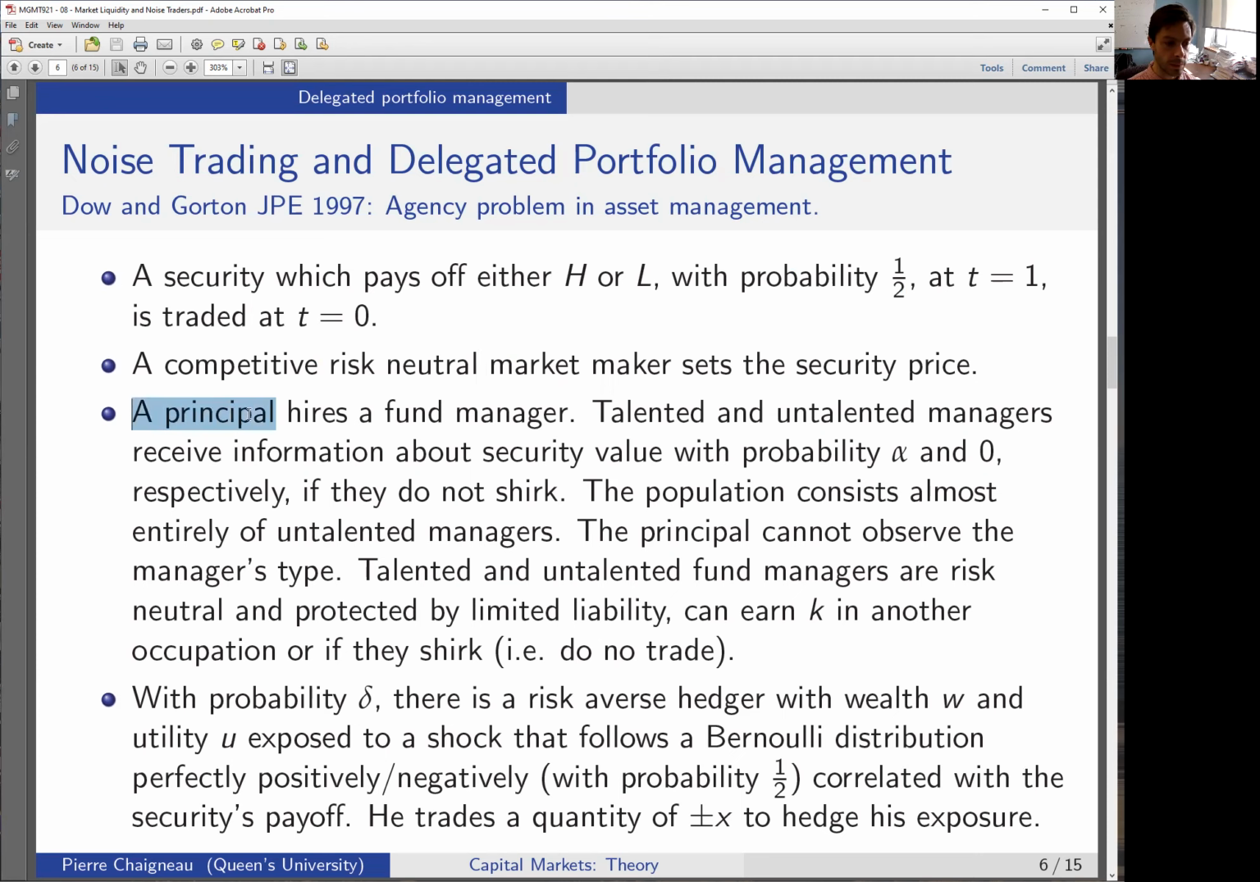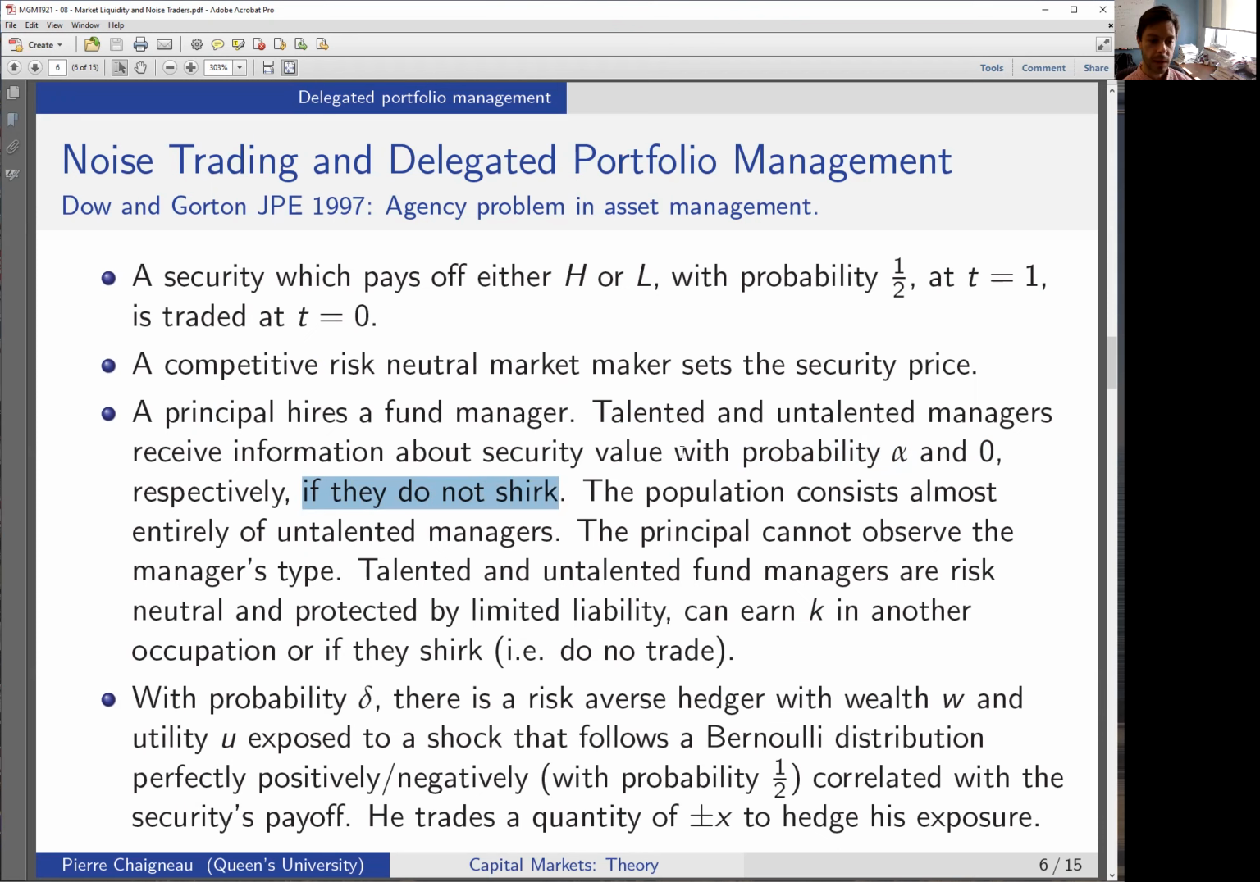As I mentioned before, there is a principal, someone who has funds to manage, hiring a fund manager. And there are 2 types of fund managers: a fund manager can be either talented or untalented. Untalented fund managers never receive any information about security value. They are unqualified, they don't know how to interpret any information they might receive, and so we view them as always uninformed. Whereas talented fund managers are people who are qualified and can make sense of the information. These fund managers are going to be informed with probability alpha, if they receive some valuable information and also if they do not shirk.